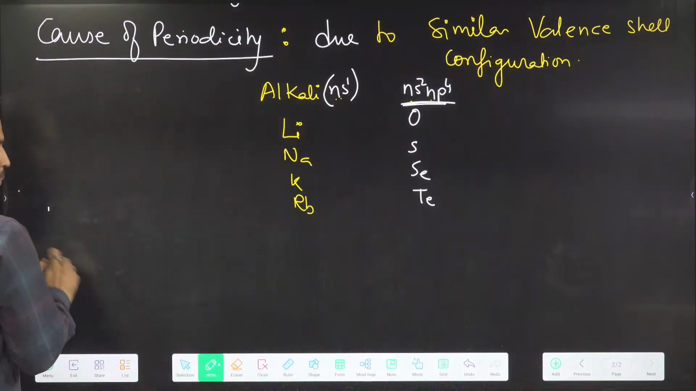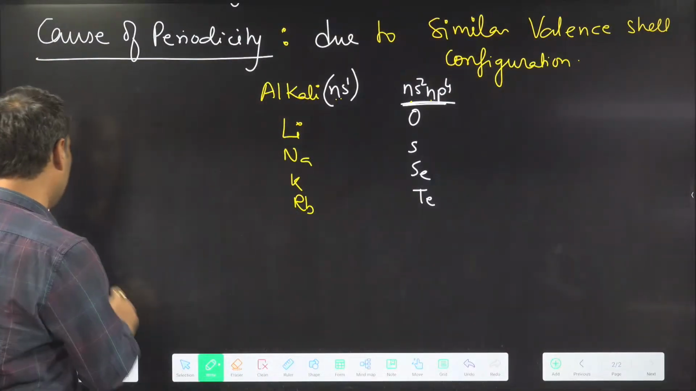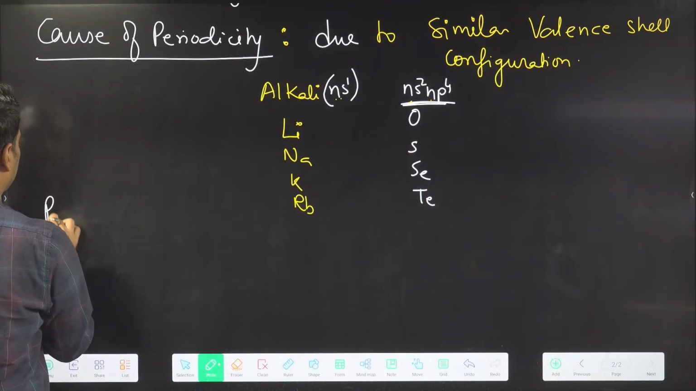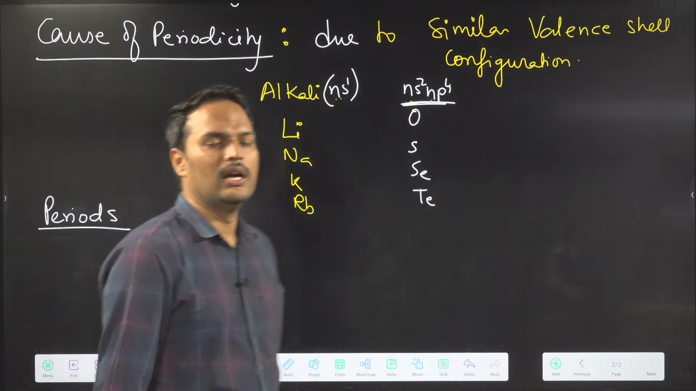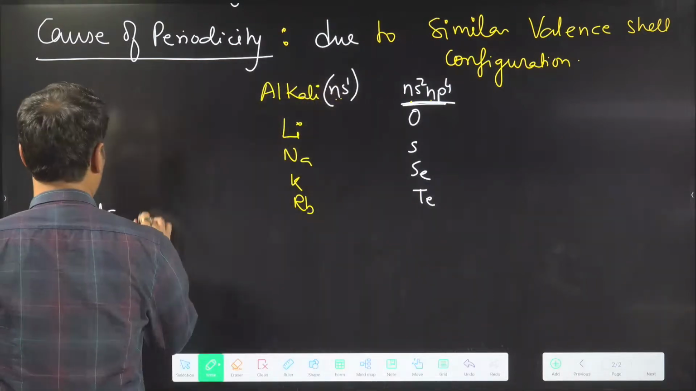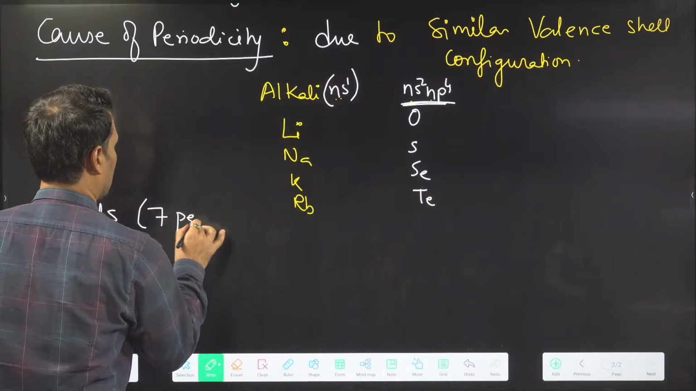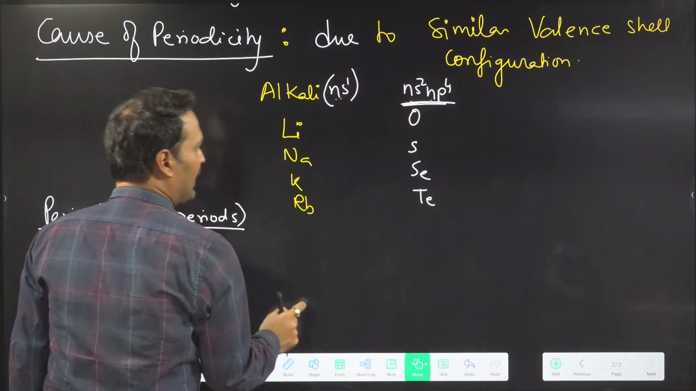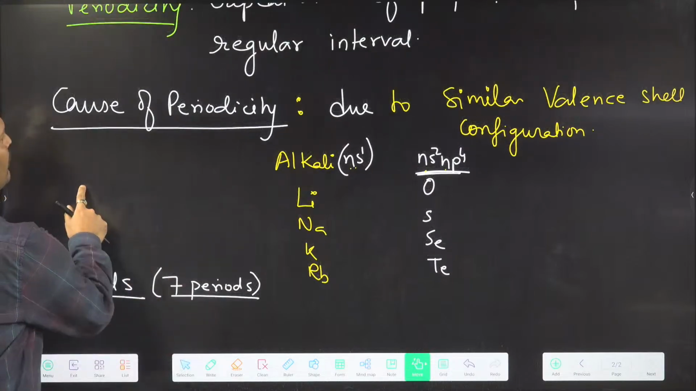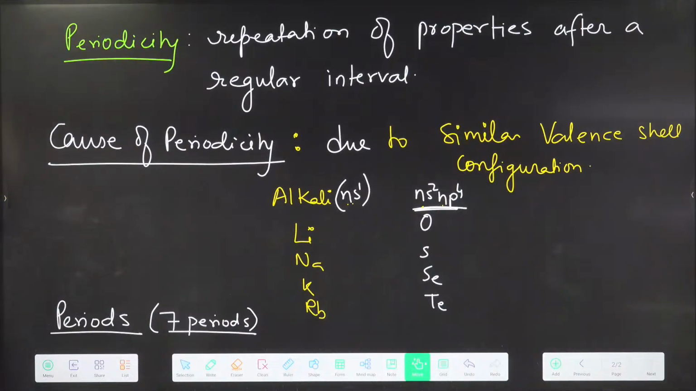Now we'll come to periods and groups. So how many periods are there in the modern periodic table? Everyone knows, sir, there are 7 periods. So now we'll write some points in this. Just take a screenshot of the previous things. 7 periods and 18 groups. Very good.